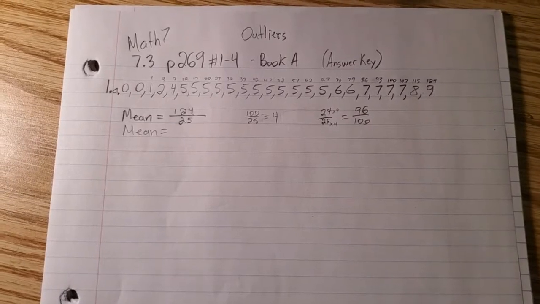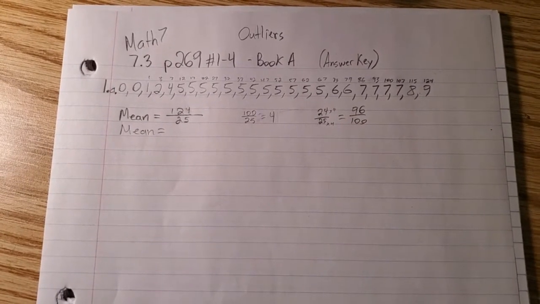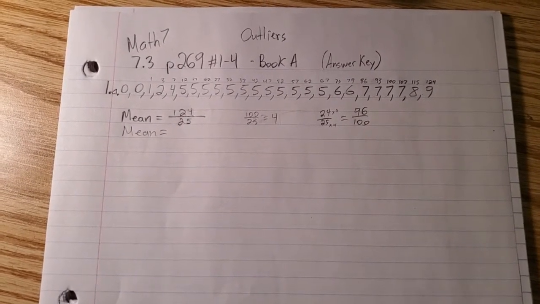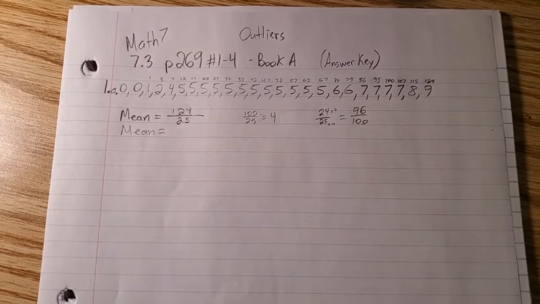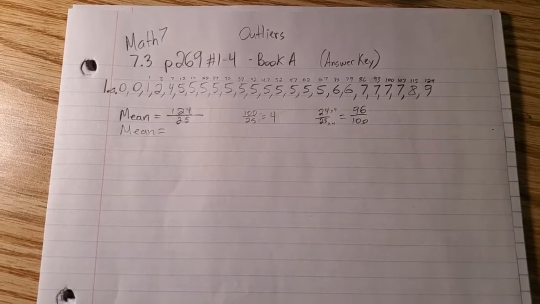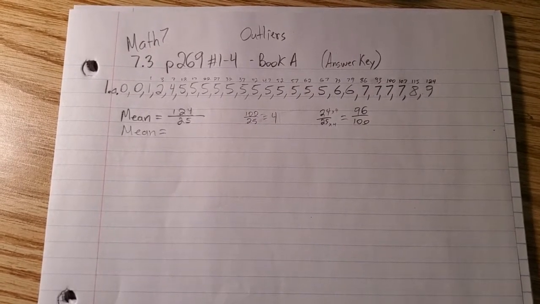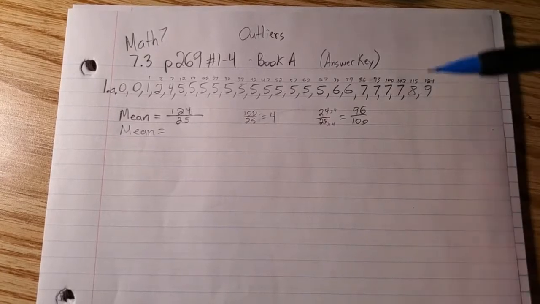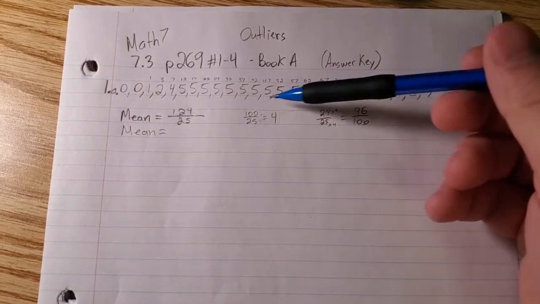Guys, this is Math 7, Unit 7, Assignment 3, page 269, number 1 to 4. In Book A, it's about outliers. This is the answer key. So number 1 says, this set of data represents the waiting times in minutes at a fast food restaurant. So this is how many minutes they are.